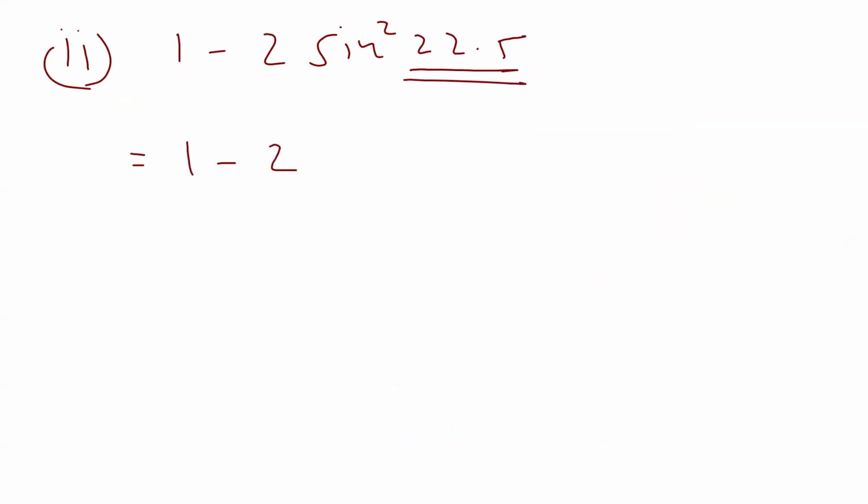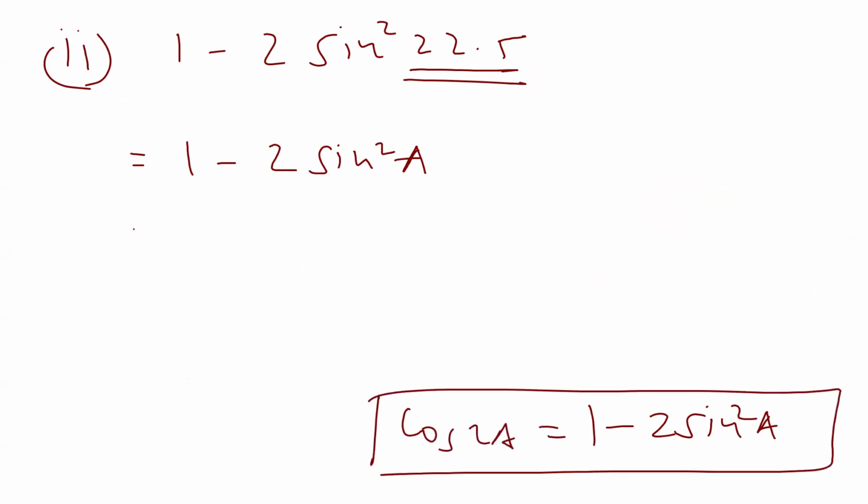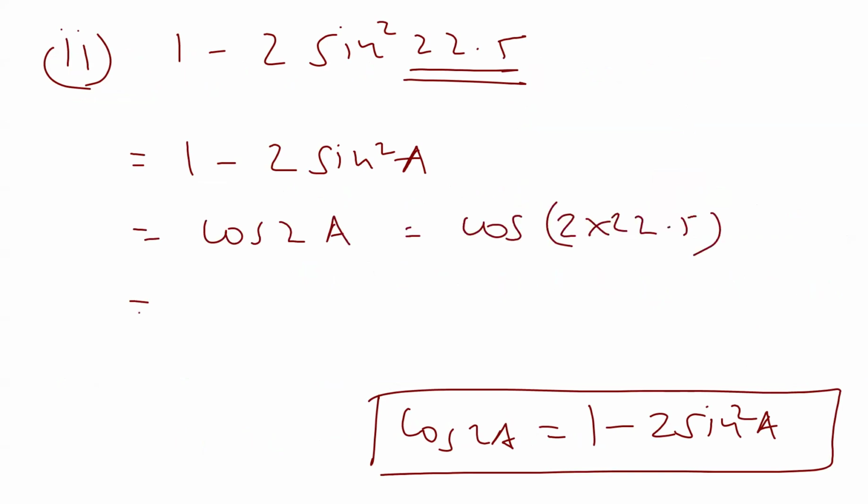Next problem, sub question 2. 1 minus 2 sine square 22.5. So I'm assuming this value to be A. 1 minus 2 sine square A. Now, if you remember, 1 minus 2 sine square A will be cos 2A as per the half angle. So this is written as cos 2A. So the answer will be cos of 2 into 22.5. So this is cos 45, which is 1 by root 2.